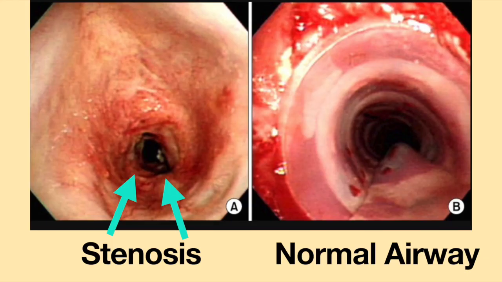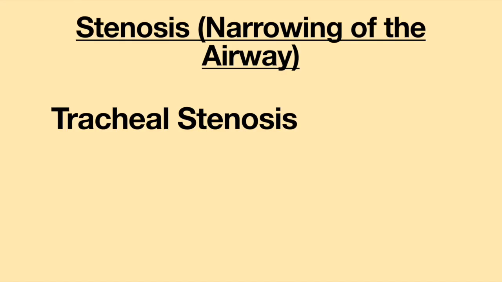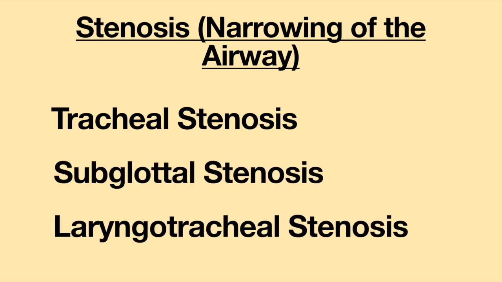Tracheal T-tubes are often utilized in patients with stenosis of the airway. This is a condition in which the airway is narrow. These conditions include tracheal stenosis, subglottal stenosis, and laryngotracheal stenosis.